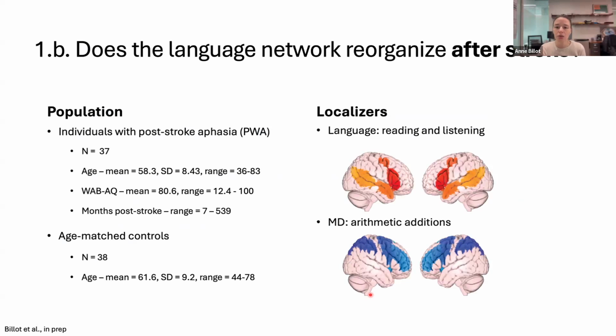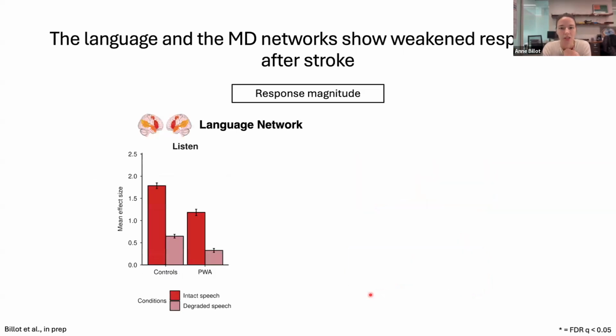So now that we know that the language network does not seem to reorganize that much in healthy aging, let's see if it reorganizes after stroke. And in this second study, we included 37 individuals with chronic post-stroke aphasia and 38 age-matched controls. And we used both the reading and the listening tasks to identify and investigate responses in the language network. And we used the arithmetic addition task to map and investigate the MD network.